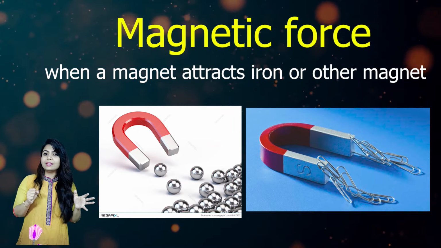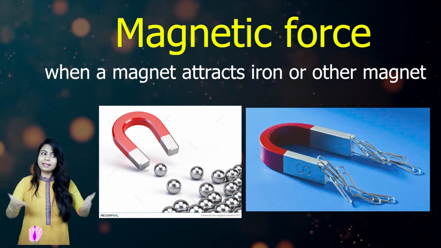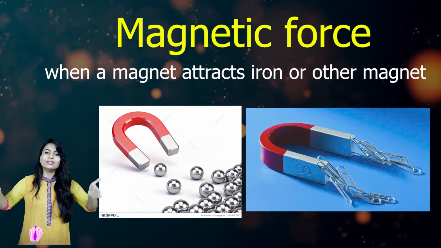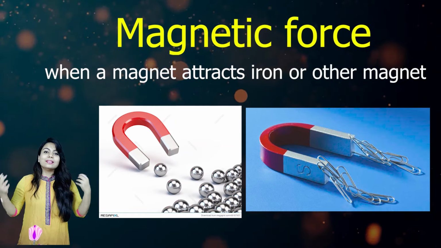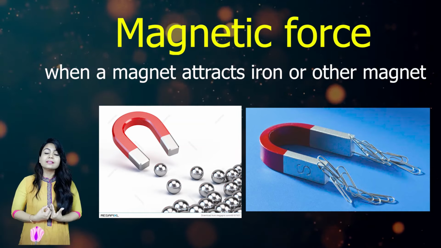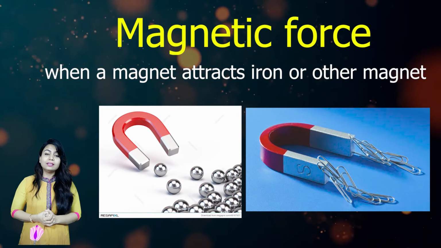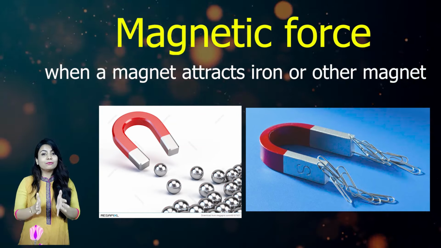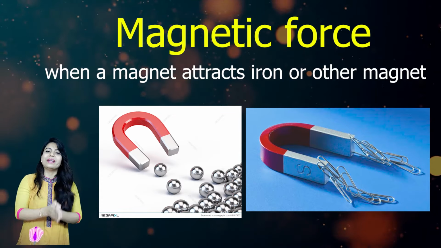So the first non-contact force is magnetic force. Now you understood, I think so. When the magnet pulls the iron things or another magnet towards it, they are not in direct contact with each other. So here you can see the example. The magnet is pulling iron things and another magnet towards it, and this is the magnetic force as well as a non-contact force.